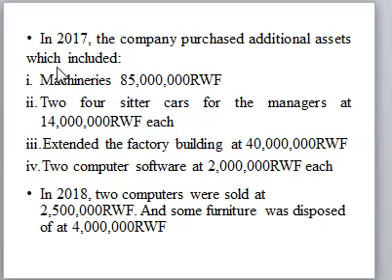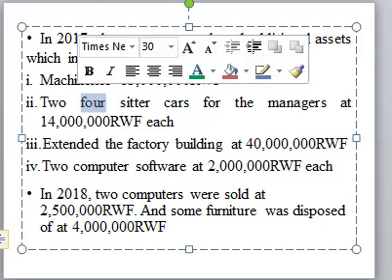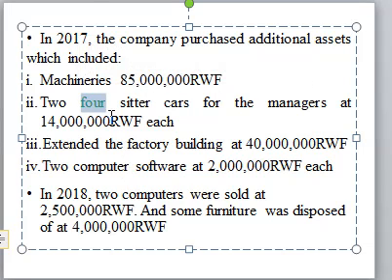So in 2017, the company purchased other assets. It purchased the machinery. It purchased two vehicles of 2-seaters each, meaning this one cannot be given investment allowance because it is 2-seaters, 4-seaters. Then we have extended building, which is 40 million. We have 2 computer software at 2 million each. Then in 2018, the 2 computers were sold at this, and the furniture was disposed at 4 million. So we are supposed to compute the capital allowances that will be allowed for tax purposes.